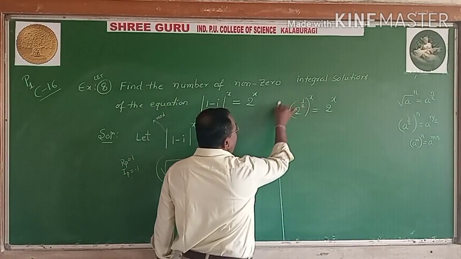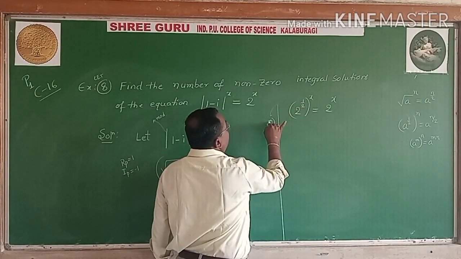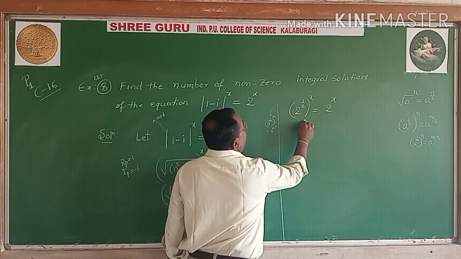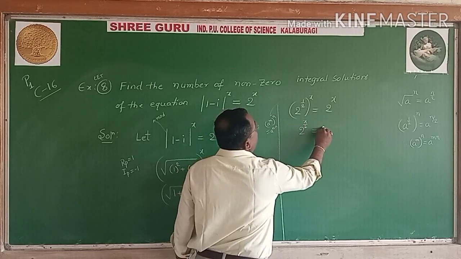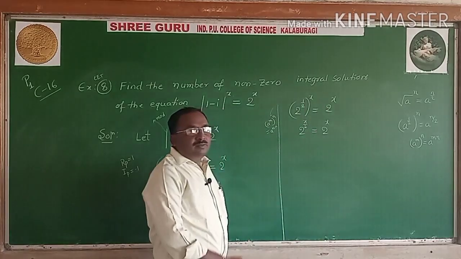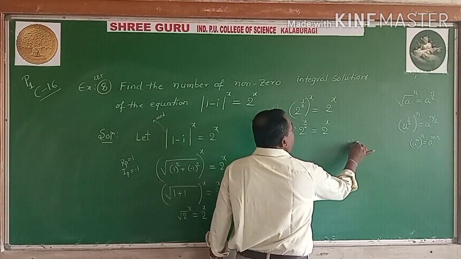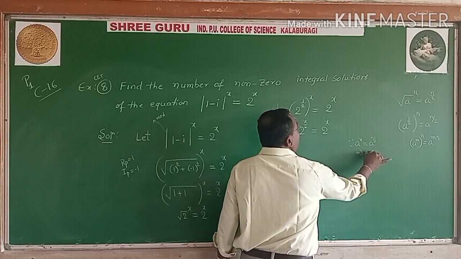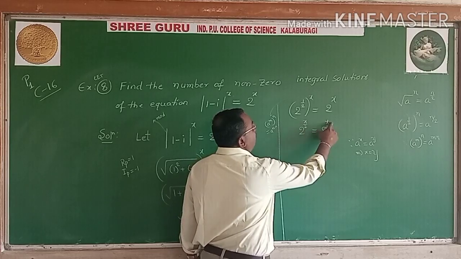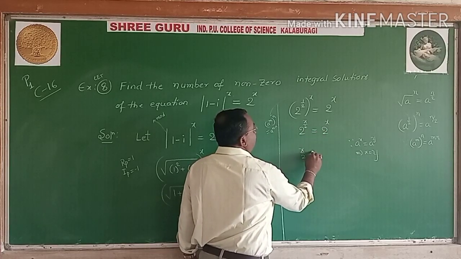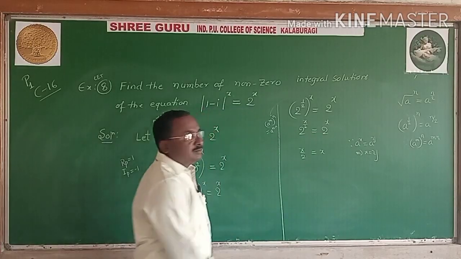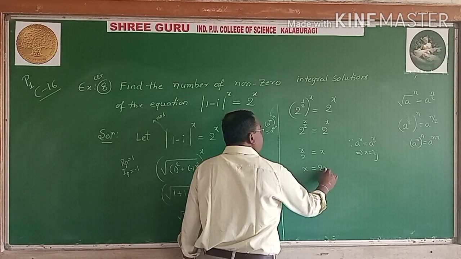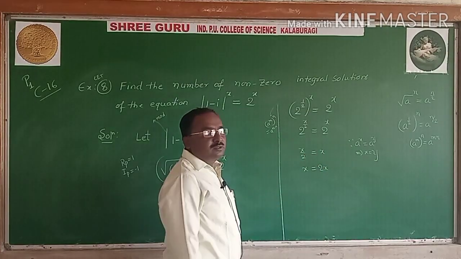By the law of indices, (a^m)^n can be written as a^(m·n). So (2^(x/2)) is equal to 2 to the power x. By one more law, if a^x = a^y, then x = y: same base, powers are equal. So x/2 is equal to x. Here x is equal to 2x. Understood? x is equal to 2x.